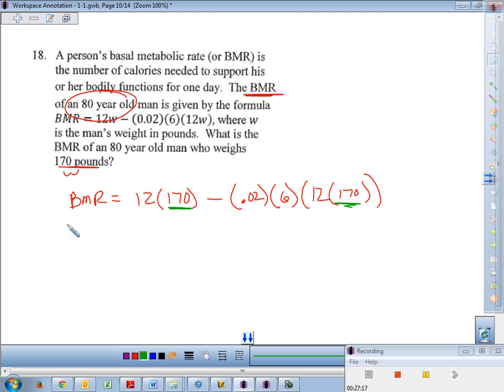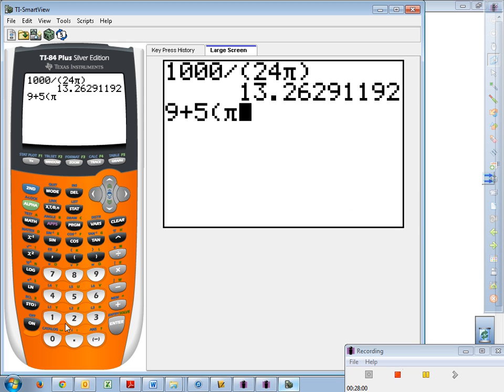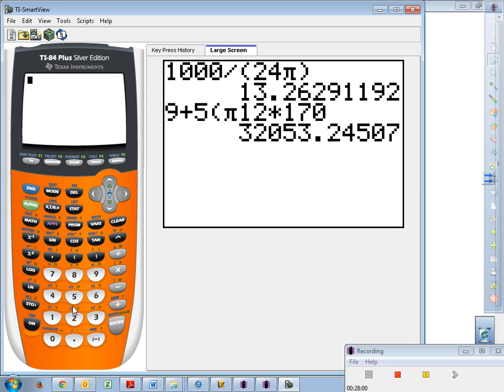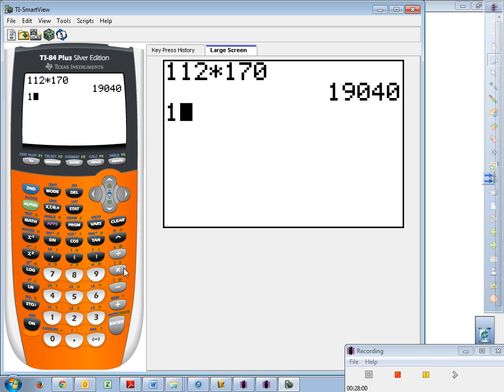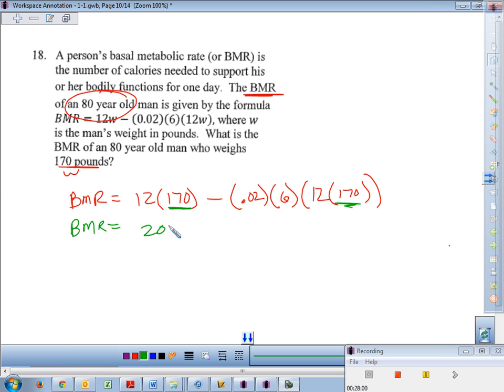Calculator will help us. So BMR, 12 times 170. Help. 12 times 170. What'd you get? That's what you got? That's too much. It's like my favorite game on The Price is Right. That's too much. 2040. You cool with that? Just working from left to right.